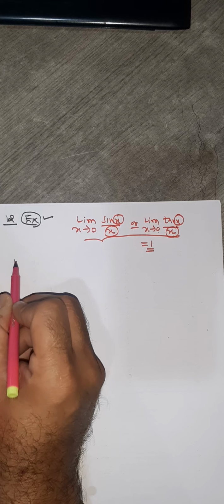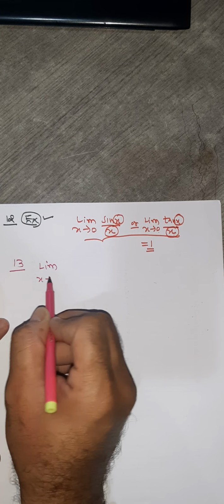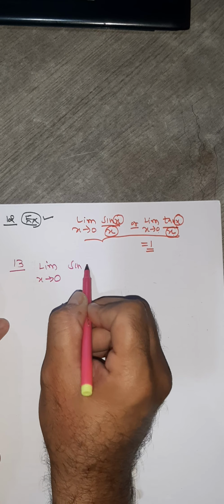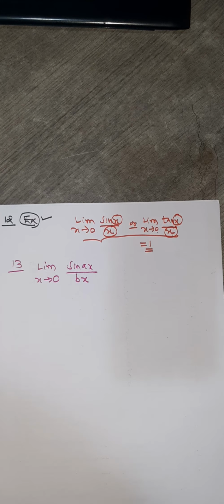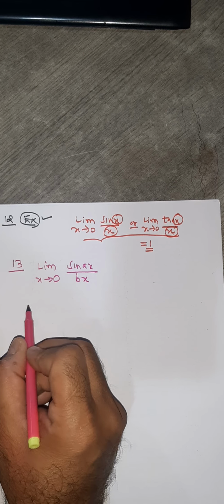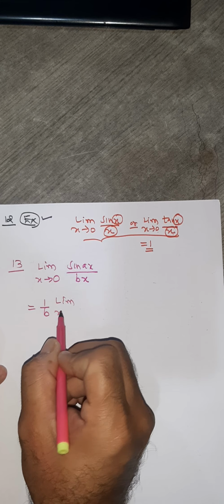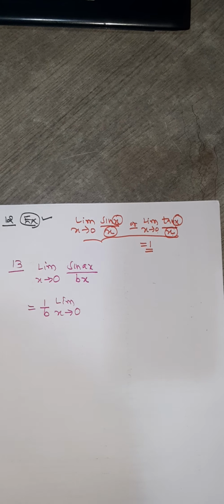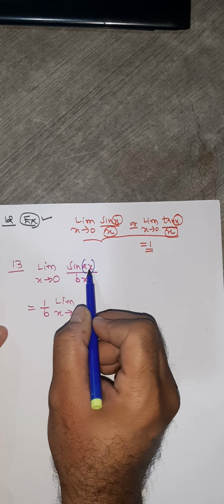Fine. Now we go to question number 13. Let's see, you will realize these are very interesting questions. Sine ax upon bx. Fine. Now what about this b? b is not important for us. It's a constant. So I'll keep 1 upon b outside. Here, limit x tends to 0. Tends to 0 should be there, remember. Your angle should go to 0 always. Now what is the angle here?